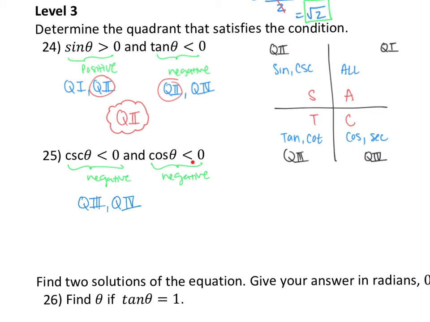For cosine, it says it's less than 0, so cosine is negative. Let's see, cosine is positive in the first quadrant and in the fourth quadrant, so cosine is negative in the second quadrant and the third quadrant. So it looks like the winner here is the fourth quadrant, because that's where both conditions show up. So the fourth quadrant is where they are satisfying the two conditions.